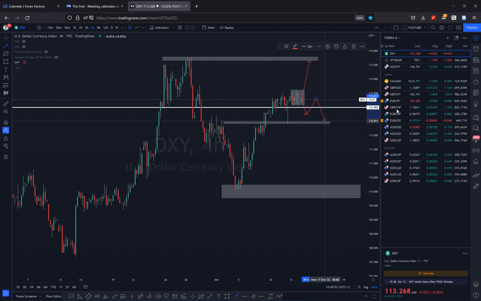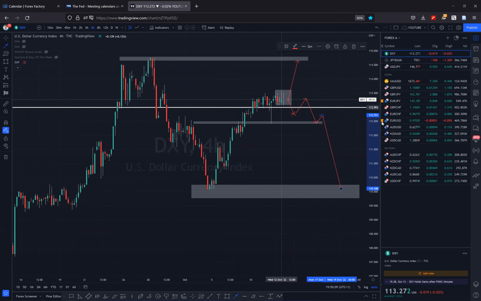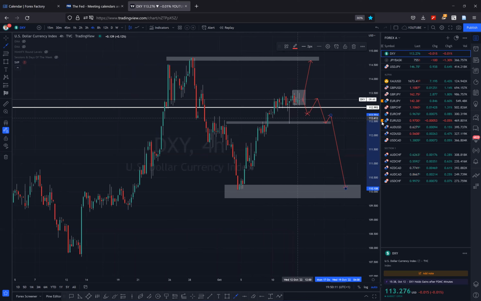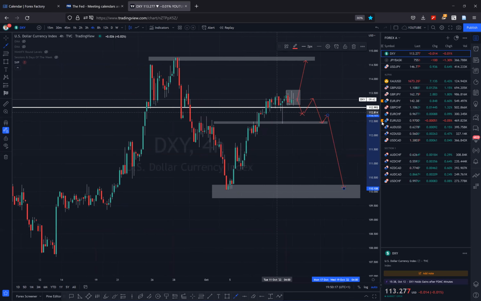So now thinking of a short possibility, and in that case we could come all the way to this level here, but let's not be ahead of ourselves. Let's keep an eye on this. So the dollar is still strong until we see any significant change. Tomorrow CPI is going to be the decider of what happens to the dollar.